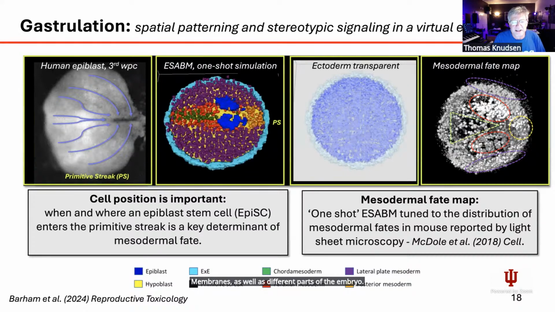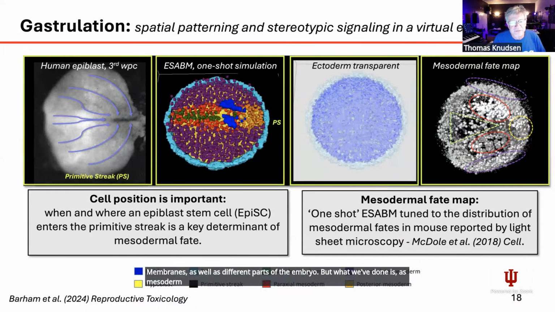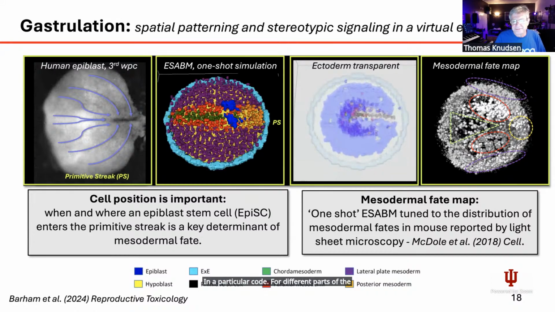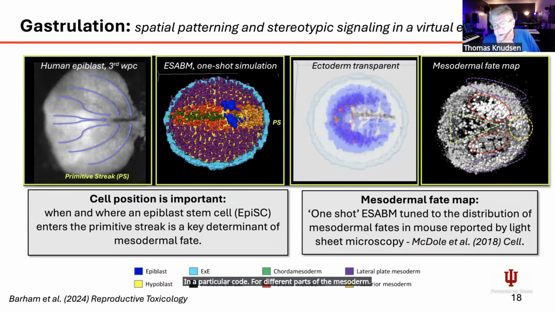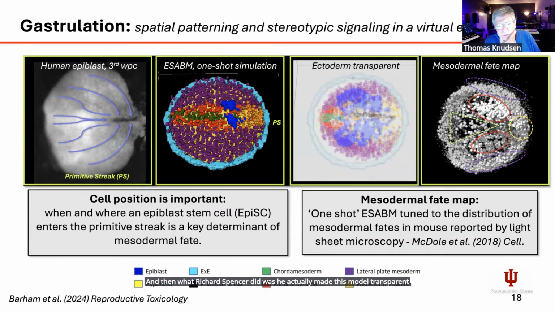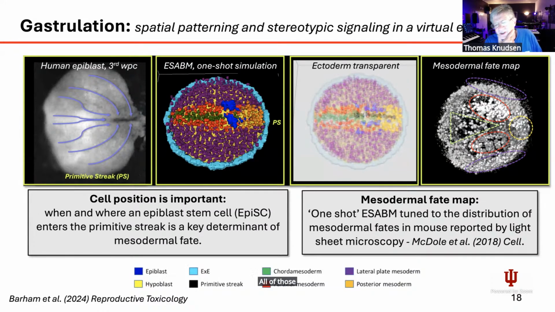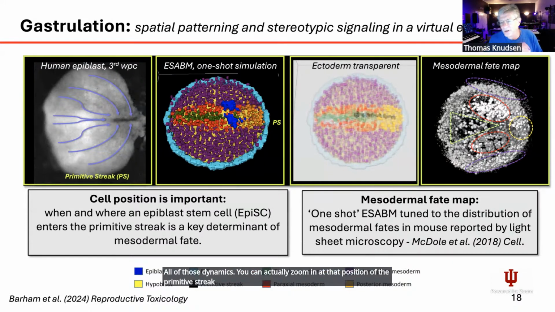But what we've done is, as mesoderm is formed, we colored them in a particular code for different parts of the mesoderm. And then what Richard Spencer did was he actually made this model transparent with respect to the ectoderm, so you can kind of see all of those dynamics. You can actually zoom in at that position of the primitive streak and see exactly what's going on.